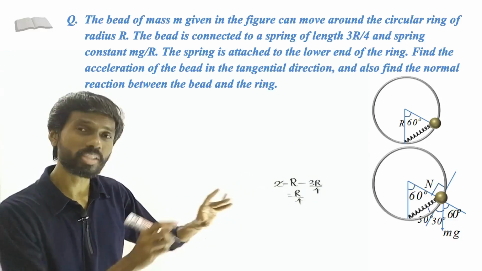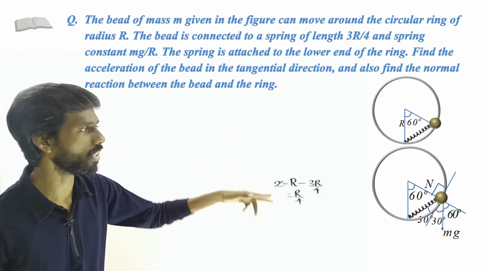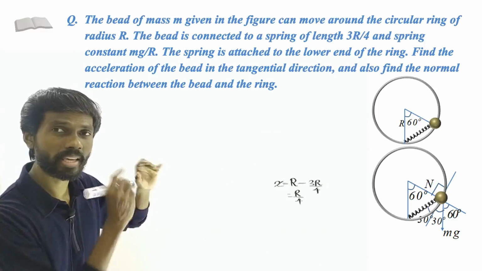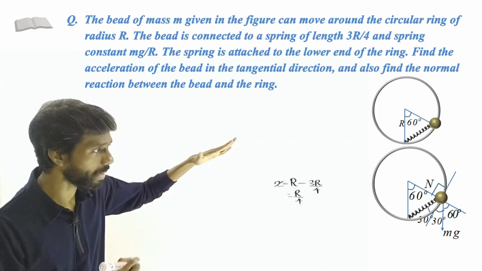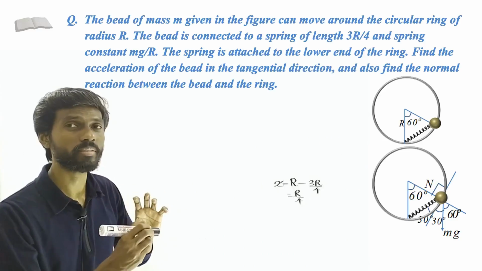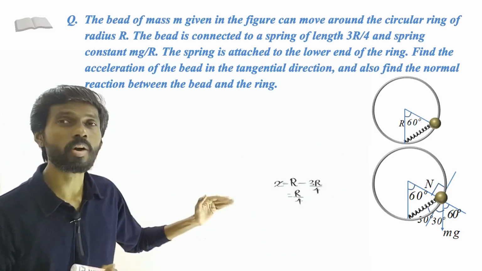So mg cos 30 is the component in the tangential direction. Similarly, this angle is also 30 degrees, 60, 30. So the spring force kx makes an angle of 30 degrees with the tangent, so kx cos 30 is the component in the tangential direction. Similarly, mg cos 30. You understand?